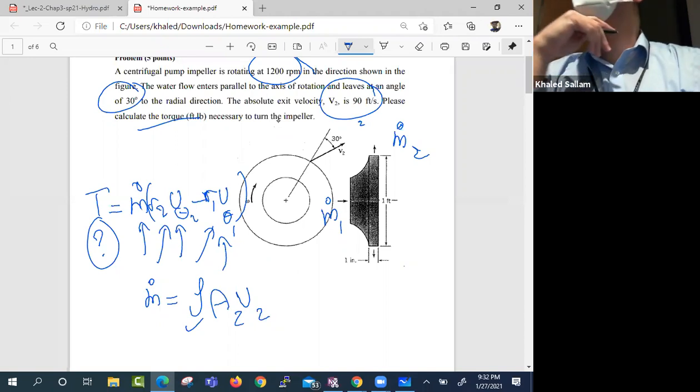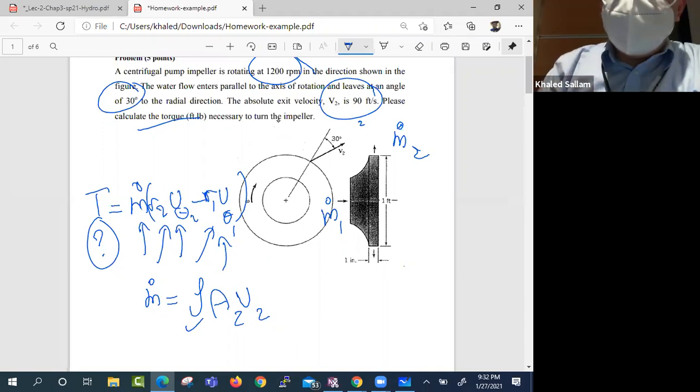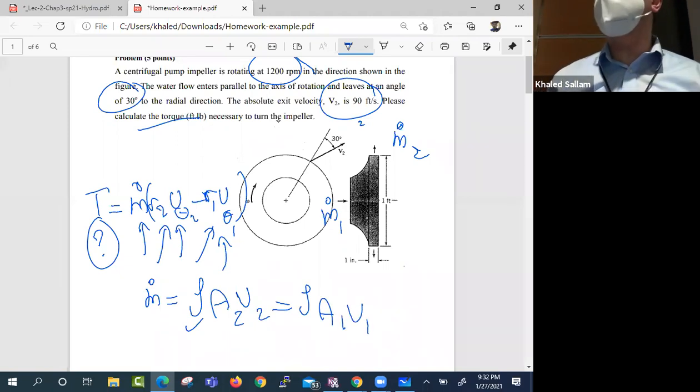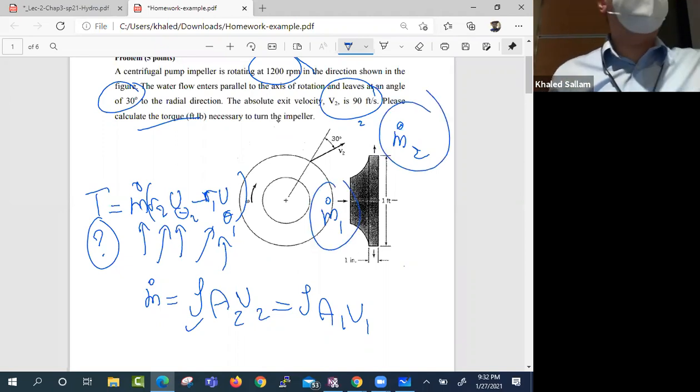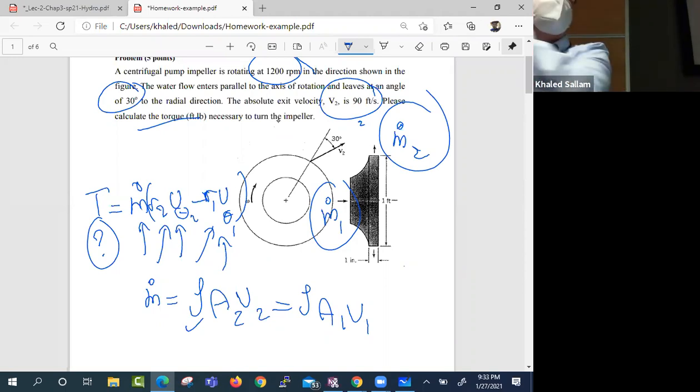They are the same. M dot, whether you're going to say rho A1 V1 or rho A2 V2, it's the same. Okay? It's the same flow. That's why I asked you guys, what's the relation between m dot 1 and m dot 2, between the inlet and the exit? And you guys said it's the same. If 1 kilogram per second comes in, 1 kilogram per second needs to leave.